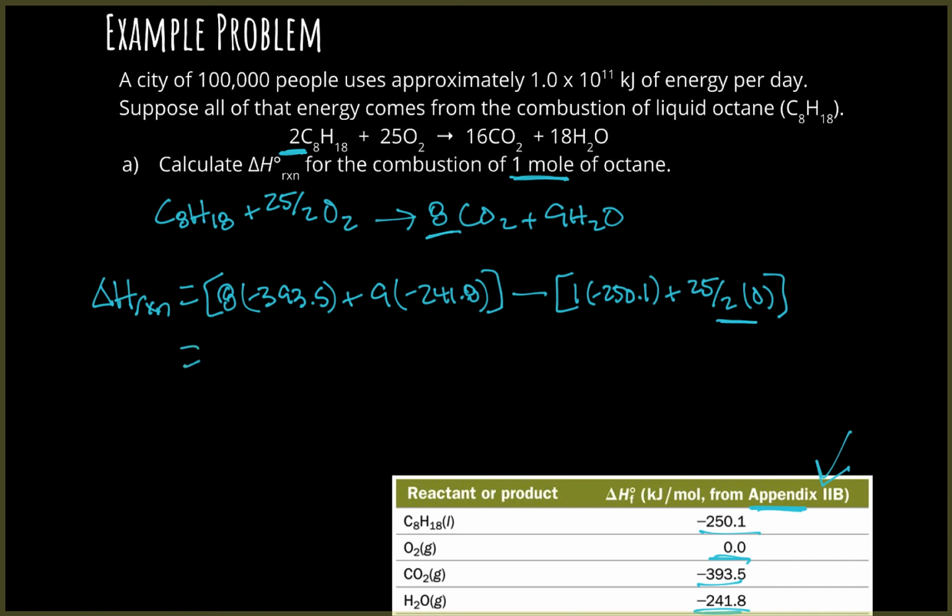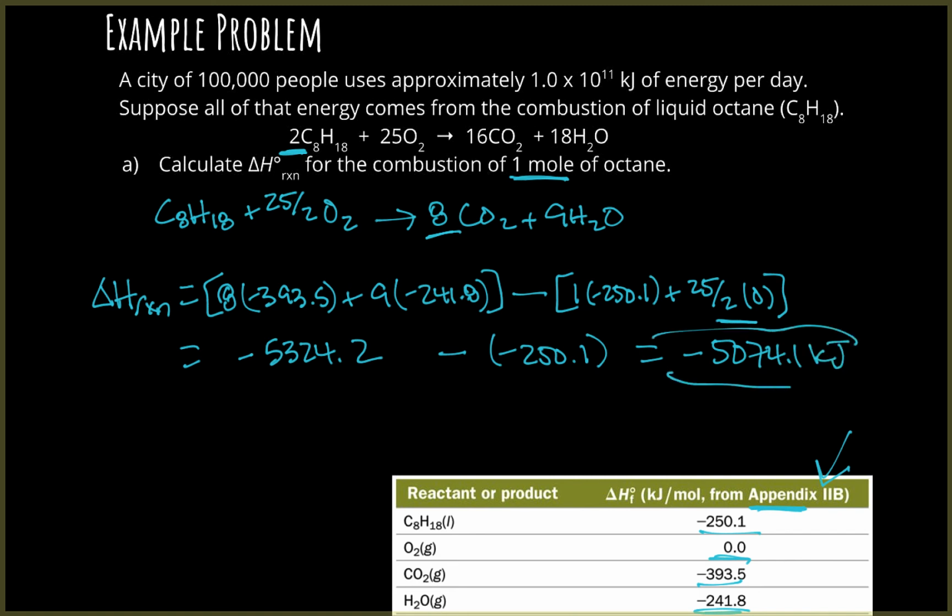Okay, so then this ends up being negative 5,324.2 minus negative 250.1. So the overall heat of reaction is negative 5,074.1 kilojoules, and that's how much energy is released, and that's what that negative sign is telling us. Okay, so very similar to that previous problem, you're given the heats of formation, and you're using the heats of formation to calculate the overall heat of reaction.